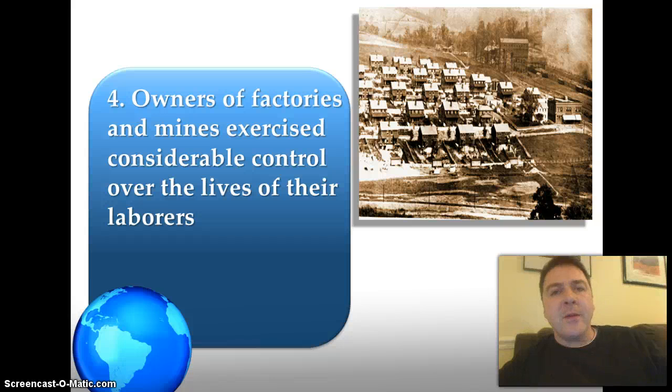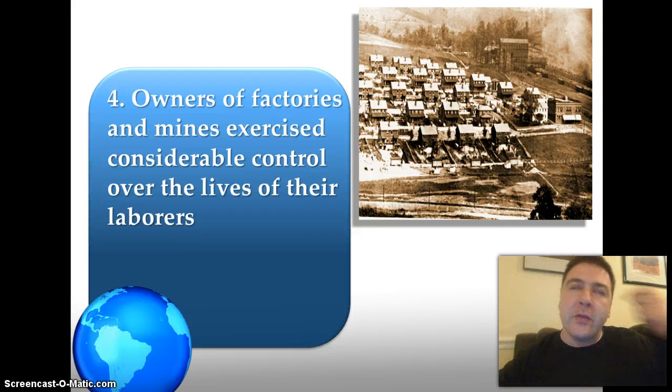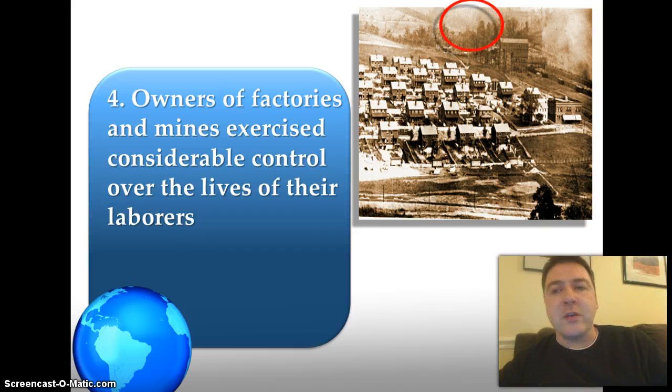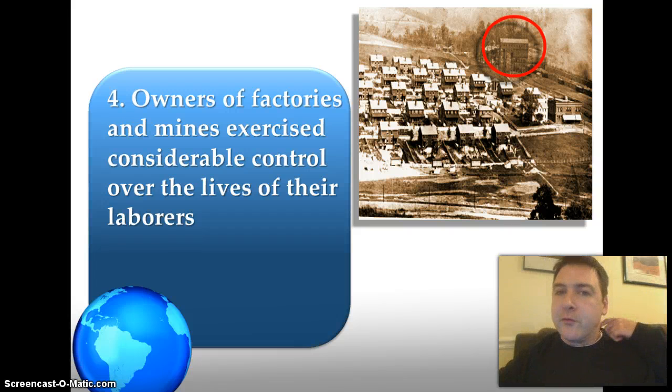The last bit of information about the factory system is that the owners of the factories had a lot of control over the lives of their workers. The picture you see here is what we call a company town, a factory town in southwestern Pennsylvania, a town called Schoaf. This picture was taken of the town about 100 years ago. Here we see the mill, and all those houses were built for the workers. They paid rent to the company to live there.